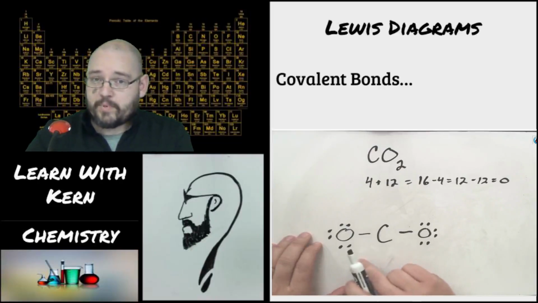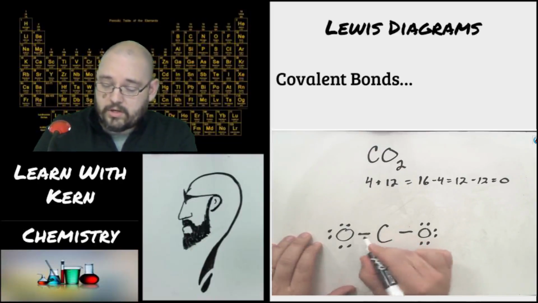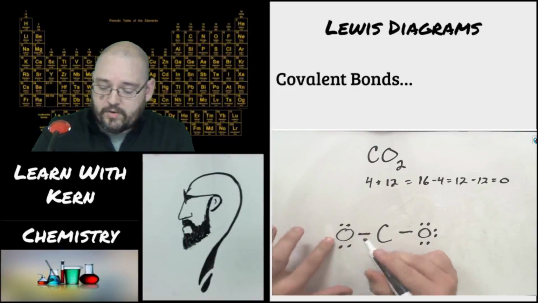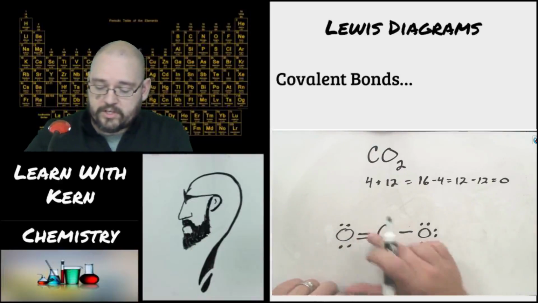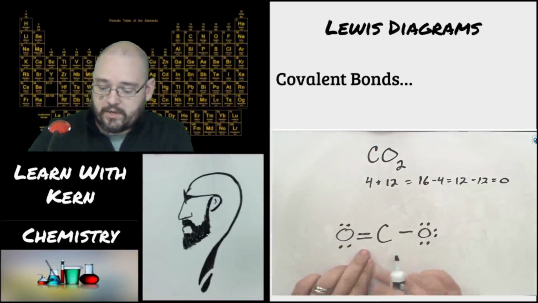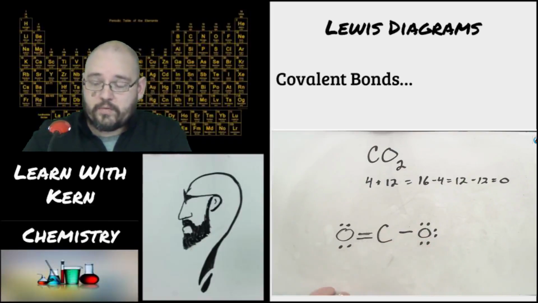So what's going to happen is carbon and oxygen don't just share these 2 electrons, they're actually going to share 4 electrons. So the 2 they were already sharing plus these 2, it now shares 4. This is a double bond. Notice there are 2 bonds. It is a double covalent bond.